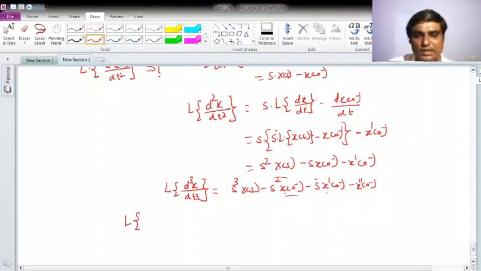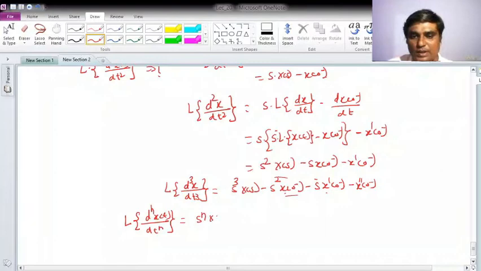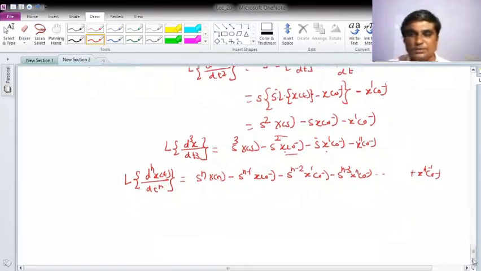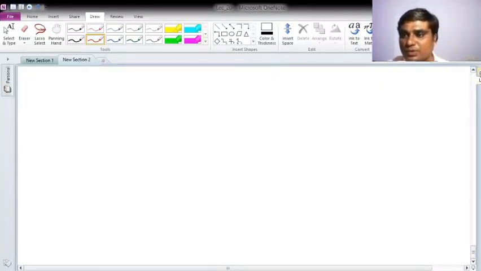So I can write the generalized form for nth order differentiation, d^n by dt^n. It will be s raised to n X of s minus s raised to n minus 1 x of 0 negative, minus s raised to n minus 2 first prime of 0 negative, minus s raised to n minus 3 second prime of 0 negative, like this, up to the n minus 1 prime of 0 negative. Okay, so this way you can form it for the derivative.